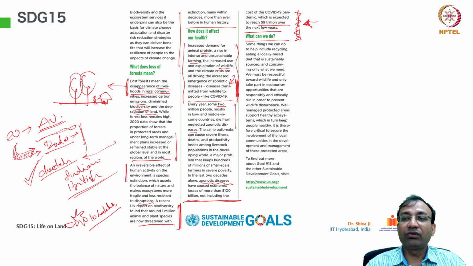Some things we can do to help include recycling, eating a locally based diet that is sustainably sourced, and consuming only what we need. We must be respectful toward wildlife and only take part in ecotourism opportunities that are responsibly and ethically run in order to prevent wildlife disturbances. Well managed protected areas support healthy ecosystems, which in turn keep people healthy. It is therefore critical to secure the environment of the local communities in the development and management of these protected areas.